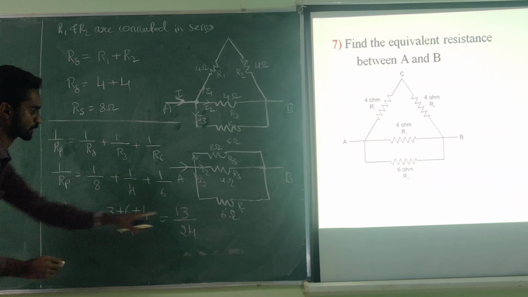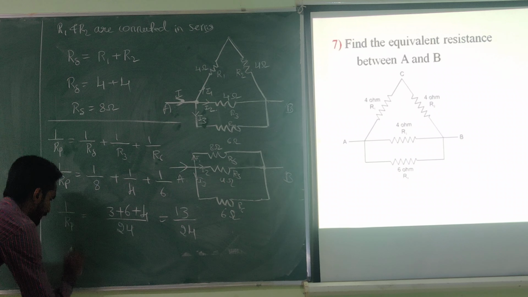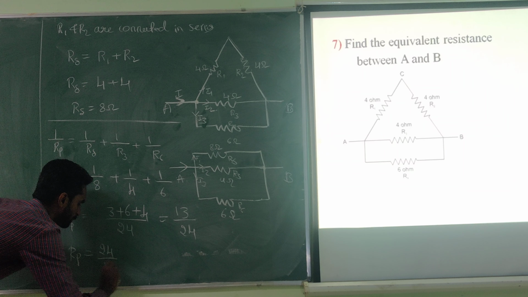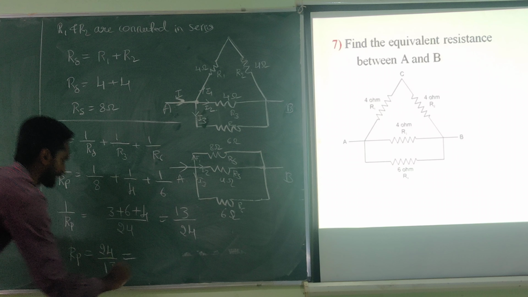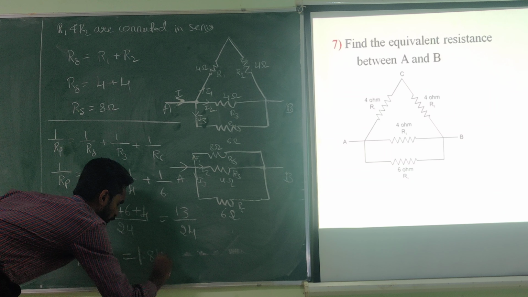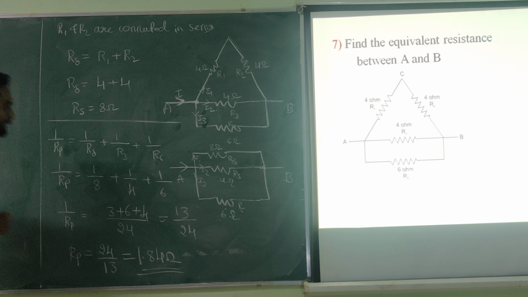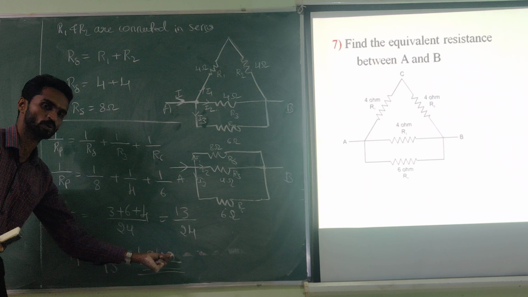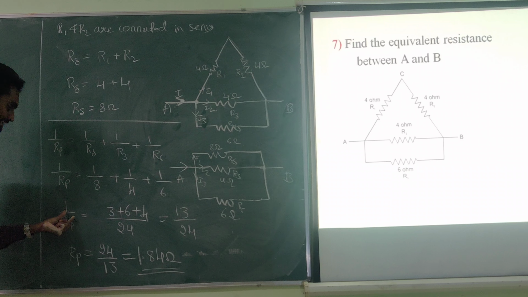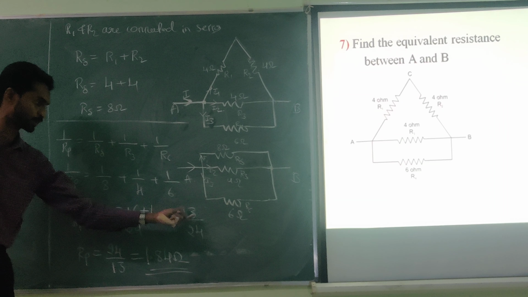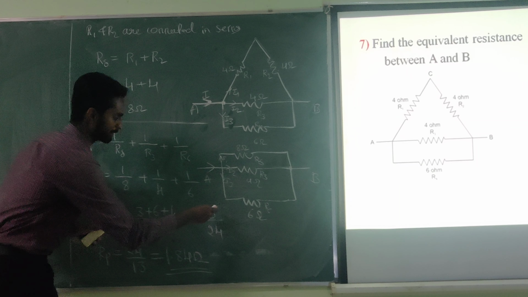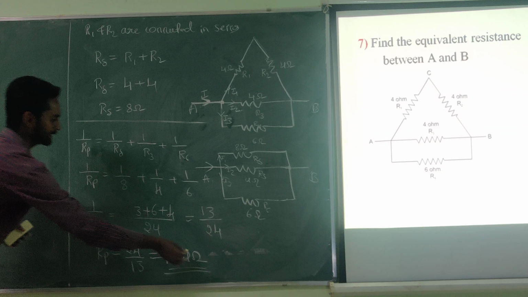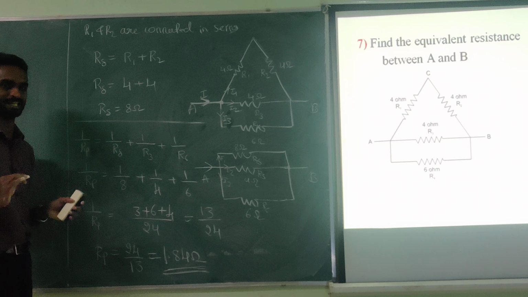So 1 by Rp is equal to 13 by 24. So I write it here: Rp is equal to 24 divided by 13. And finally you will get 1.84 ohm. So this is the equivalent resistance of that particular circuit, 1.84 ohm. So children, don't forget to take the reciprocal here. 1 by Rp is equal to 13 by 24. Simply don't divide here, you will get 0 point something. Take the reciprocal and then divide. You will get 1.84 ohm.